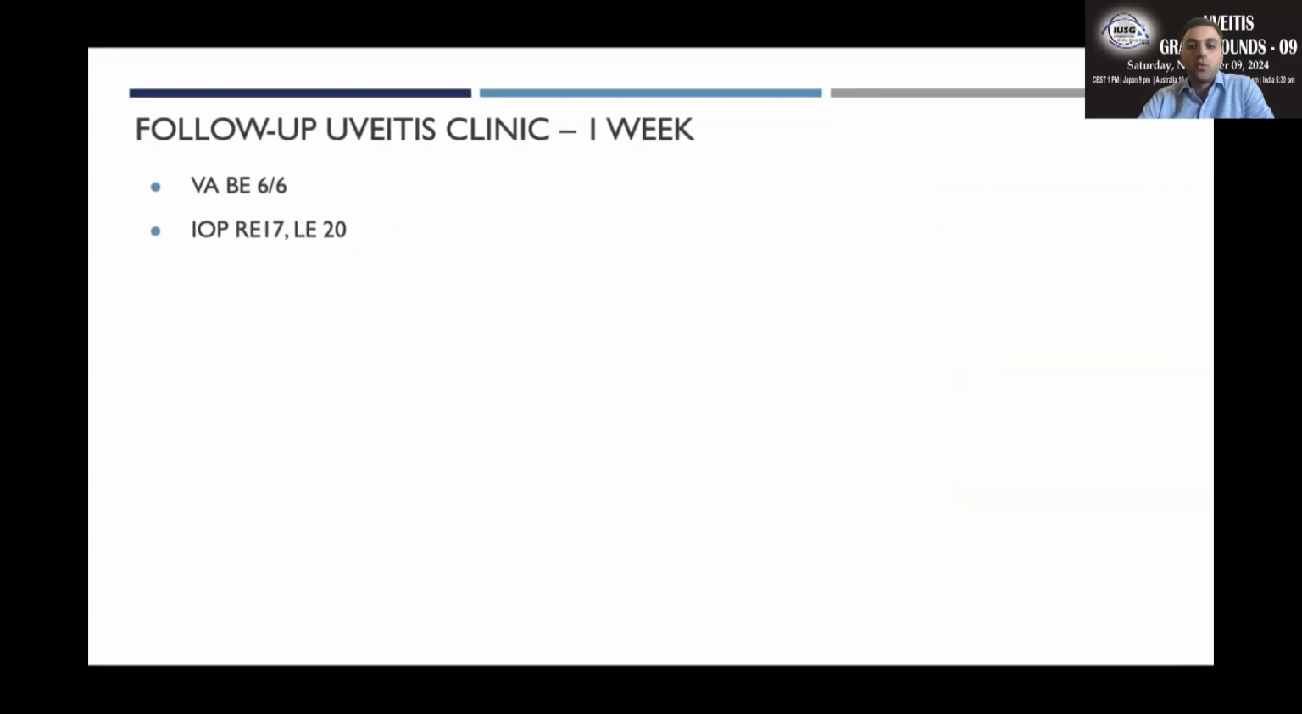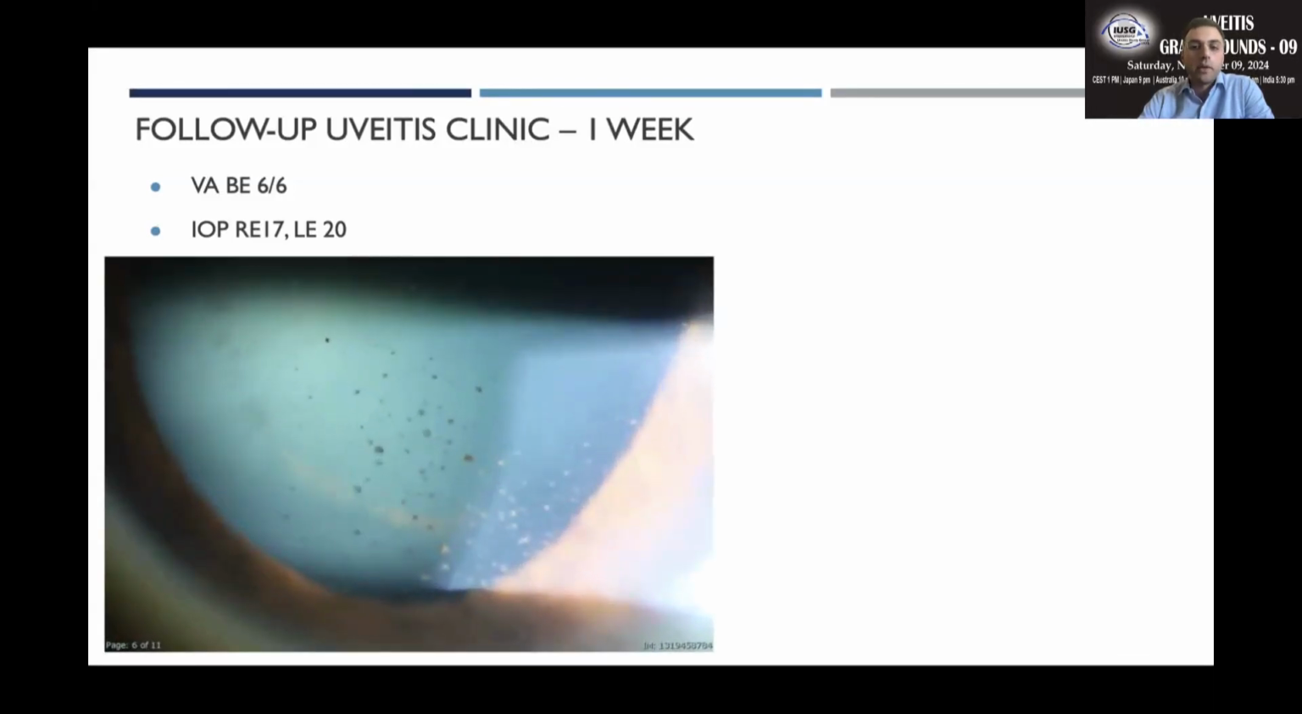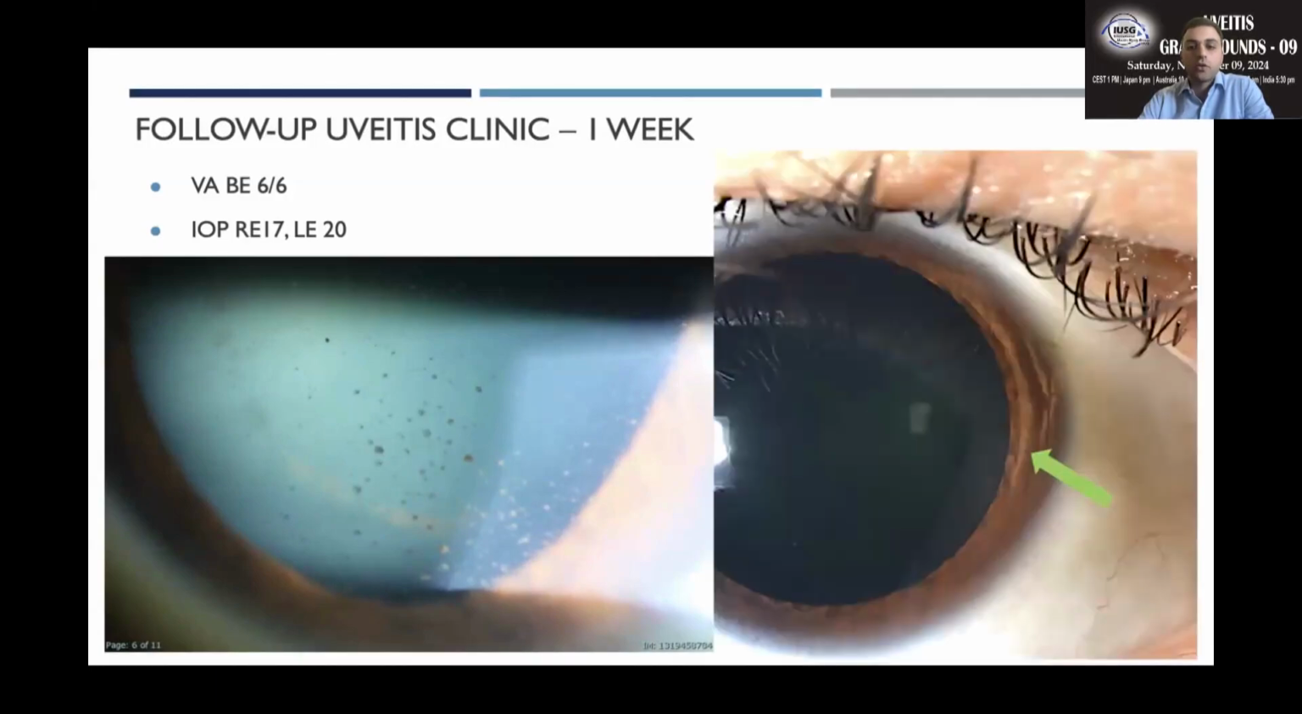During a follow-up visit 1 week later at the uveitis clinic, the visual acuity remained stable in both eyes, and the intraocular pressure returned to normal in the left eye. However, the slit lamp examination revealed medium-sized pigmented KPs in the central and inferior portions of the cornea, along with an anterior chamber reaction and mild atrophy of the temporal iris.